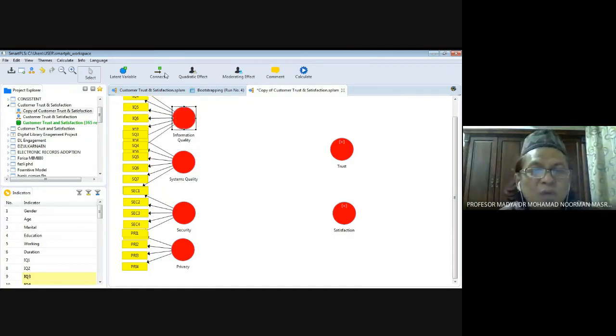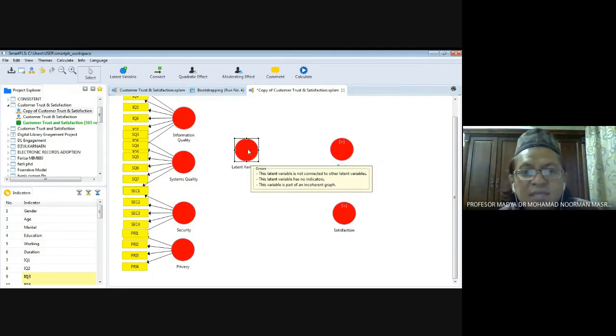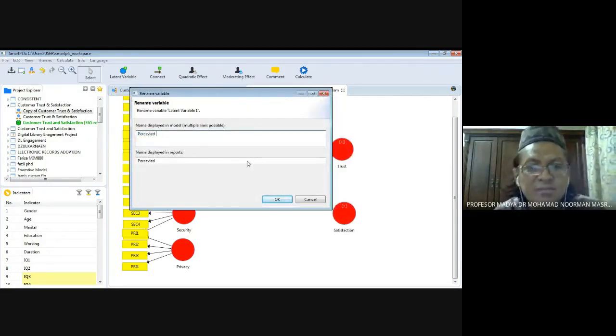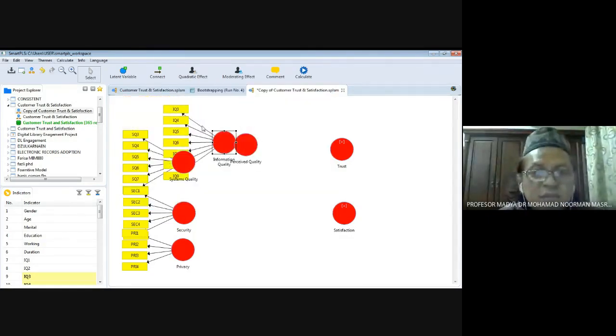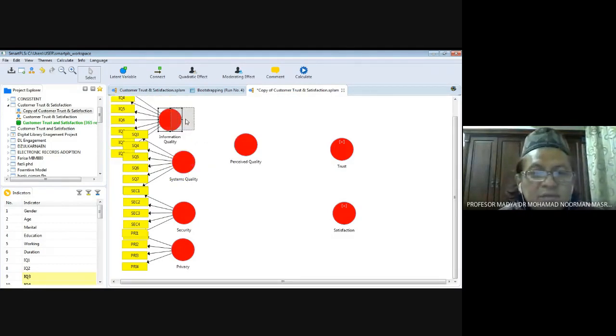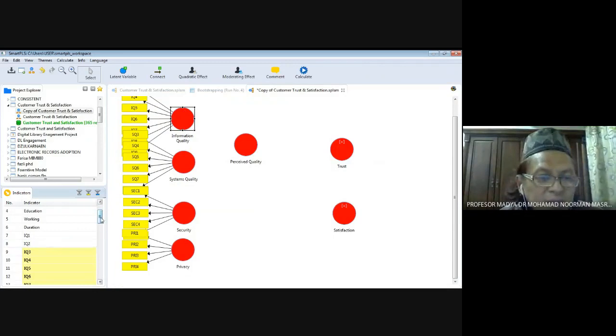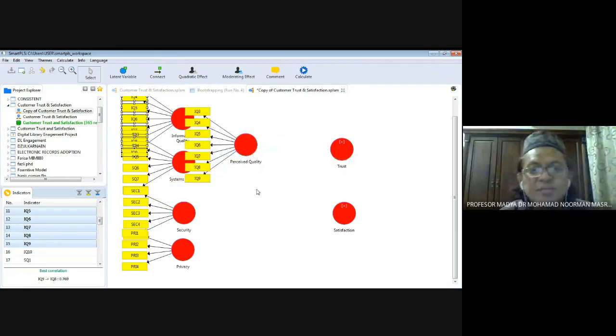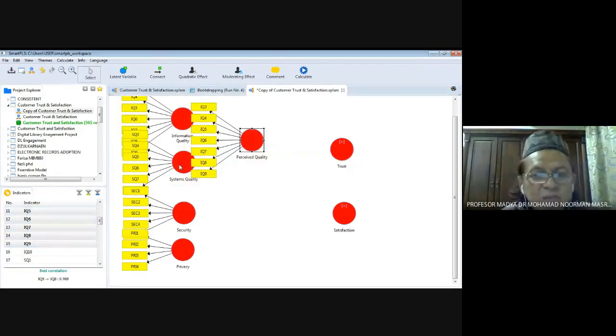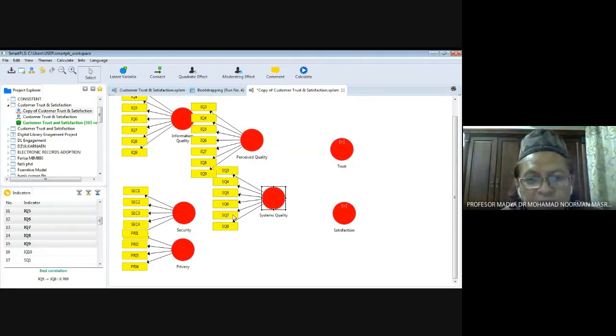What I'm going to do is take this latent variable, click and put it here, and name it perceived quality. Here the items are 3 until 9. So I'm going to take items IQ 3 until 9, highlight, press shift, and then drag and put it here under perceived quality. And then system quality is from 3 to 8.